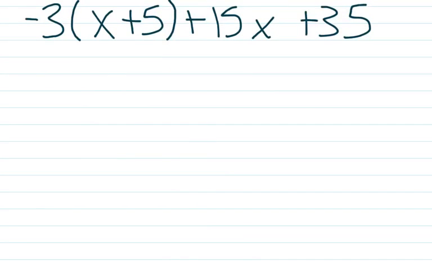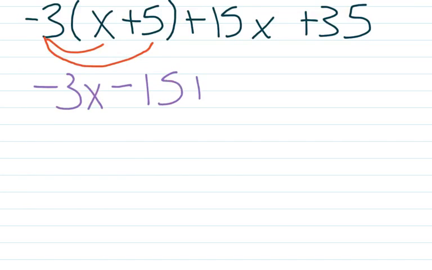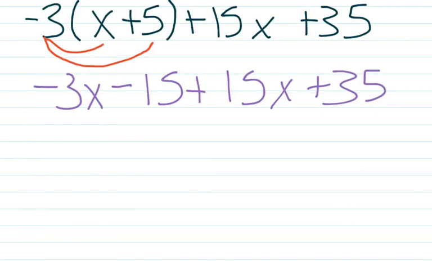Hey guys, so now what we're going to do is simplify the expression, and we're going to start off by distributing, the distributive property. So we're going to do negative 3x and negative 3x plus 5. Once that's done, we'll bring it down. Negative 3x minus 15 plus 15x plus 35, bringing everything down.